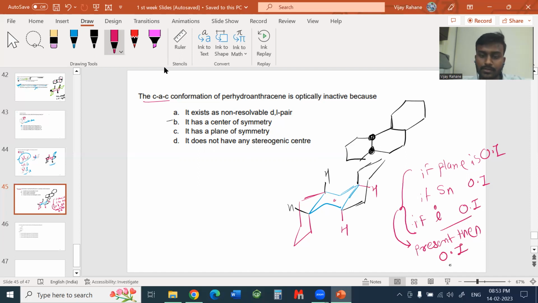See, this molecule has a center of inversion. You can see here, it has the center of inversion. Right. So the molecule is optically inactive.